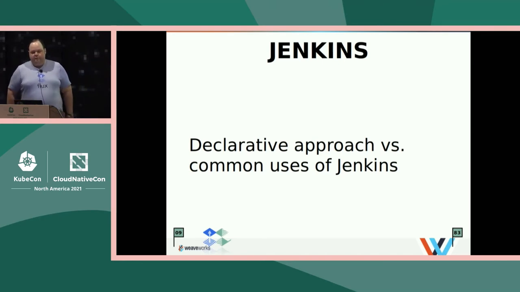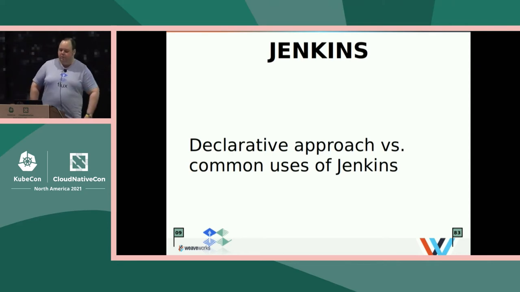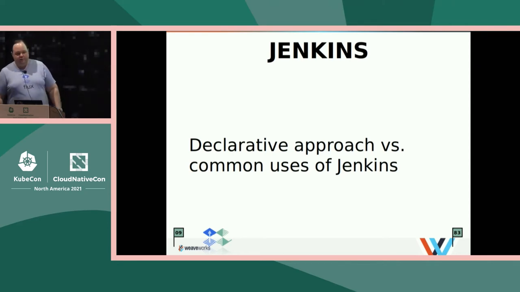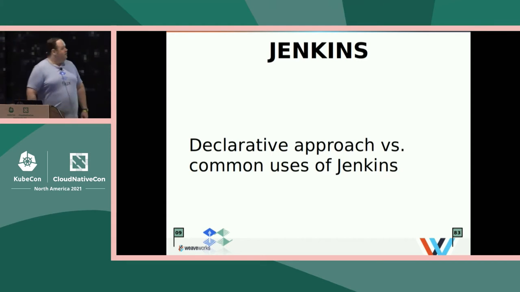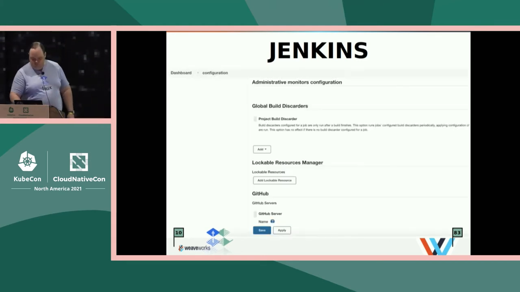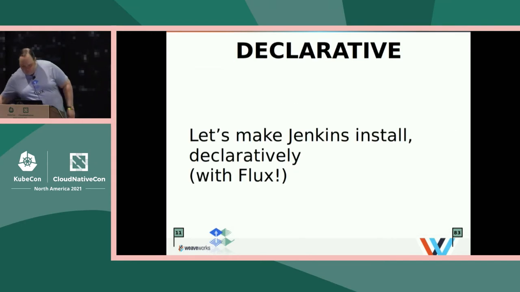So I'm going to start with, I don't know how you have Jenkins deployed now, but the common use of Jenkins is not especially declarative. You have lots of these things. They're dialog boxes. You got to click on them. And that's what we're doing away with. That's the point of this talk. So let's make Jenkins install declaratively with Flux.